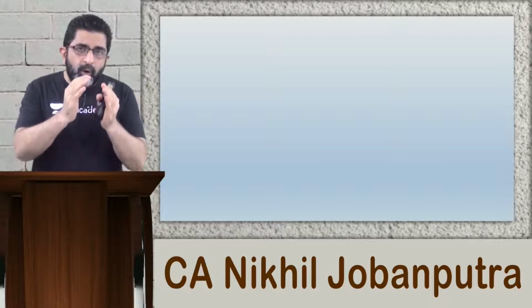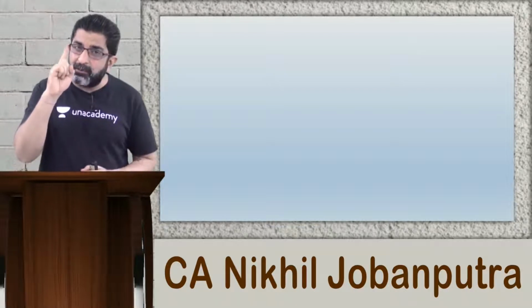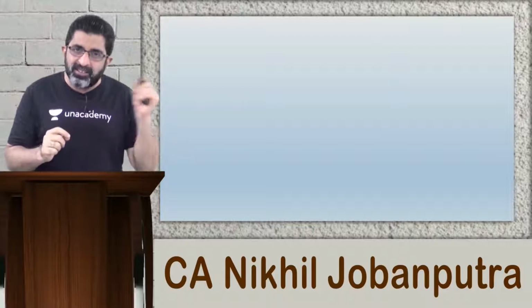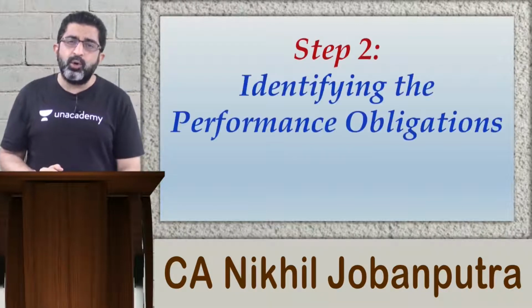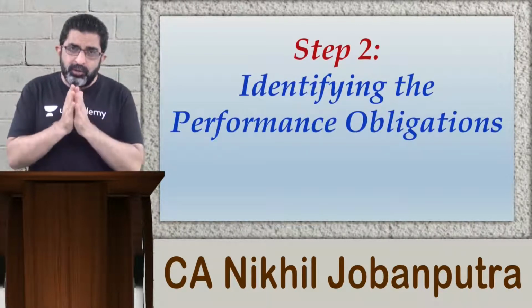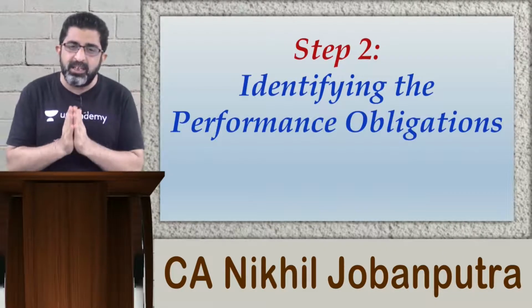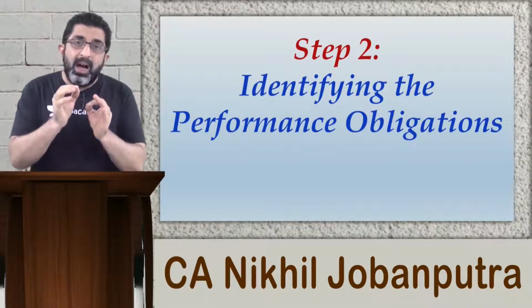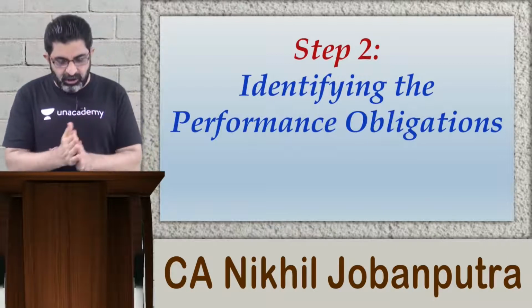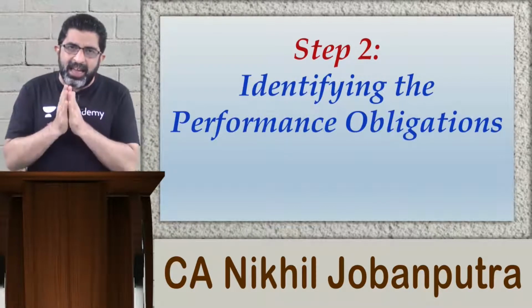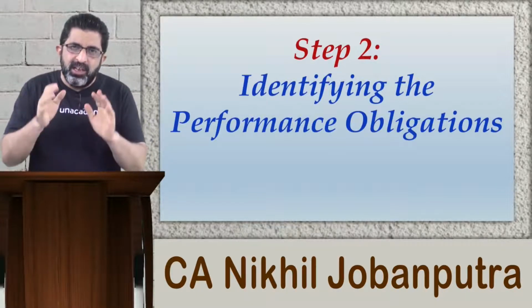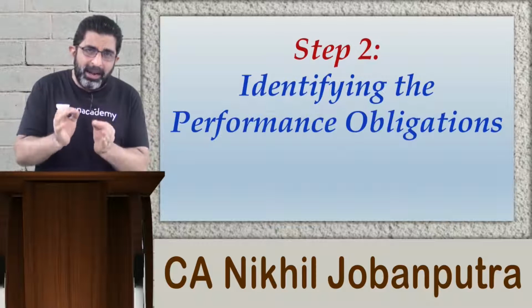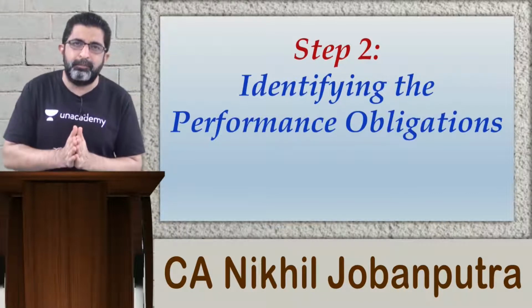So friends, out of these 5 steps, in the first part we have discussed only one step, that is the first step, identification of the contract with customer. Today we are going to talk about the second and third step. The second step, as it suggests, is about identifying the performance obligation. So what do we mean by performance obligation and why do we need to identify performance obligation? Let me explain the whole matter by giving lots and lots of examples.